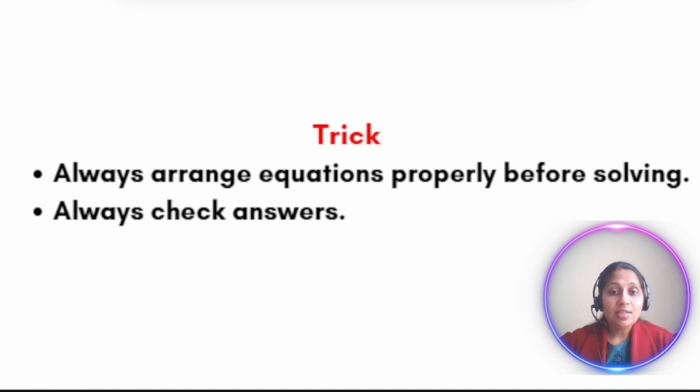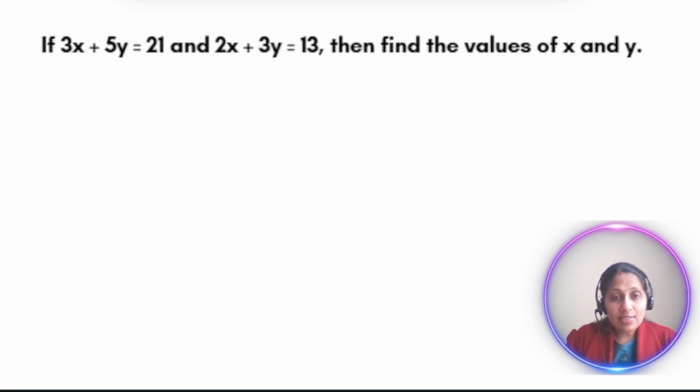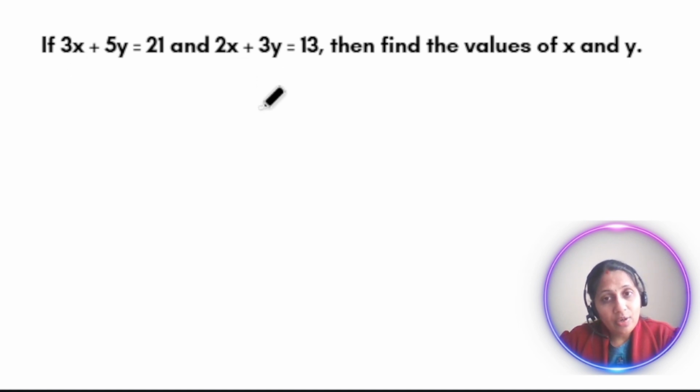Okay, so let's begin our very first method, which is elimination by cancellation. So two equations will be reduced to a single variable equation, that is basically your linear one variable equation, by eliminating one of the variables. So let's understand this with an example. If 3x plus 5y equals 21 and 2x plus 3y equals 30, find the values of x and y. So here we can eliminate either x or y as per your convenience.